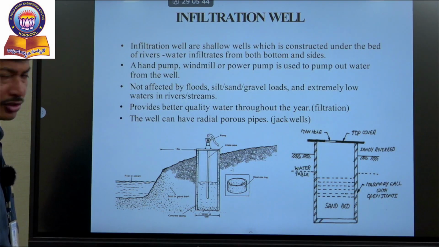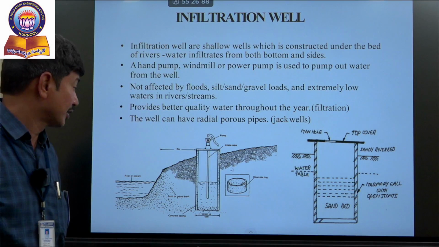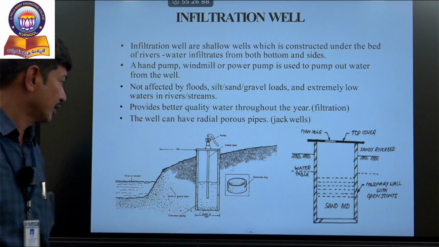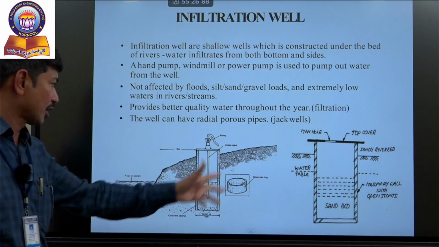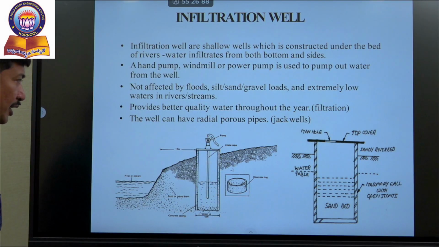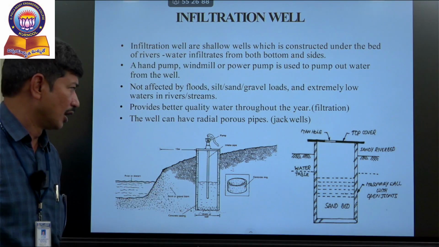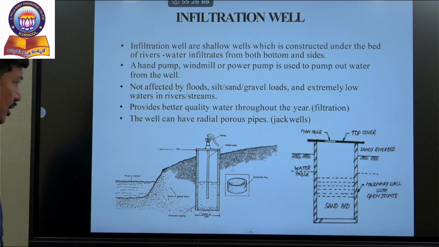Infiltration wells are also constructed along the river bank. Just like wells, they are constructed and water is tapped from the river bed into the well. All these wells are interconnected to one sump well, technically called a jack well, from where water is lifted and supplied to the public. Generally, infiltration wells are constructed with a masonry wall with open joints, the top is closed, and one manhole is provided for inspection purposes.